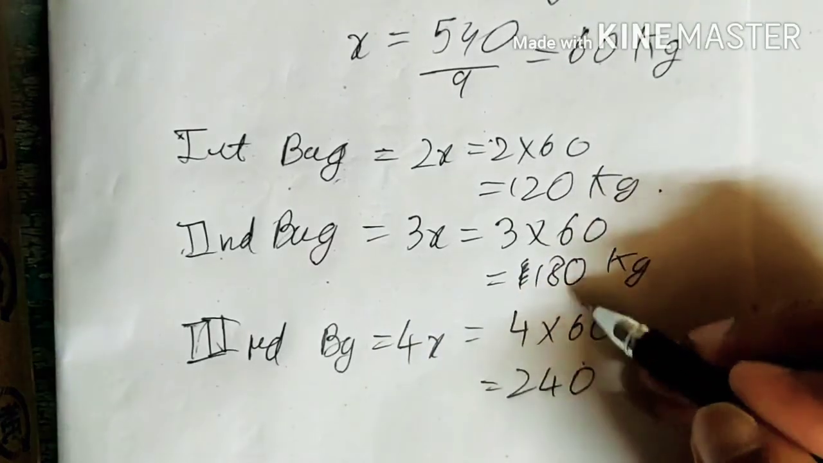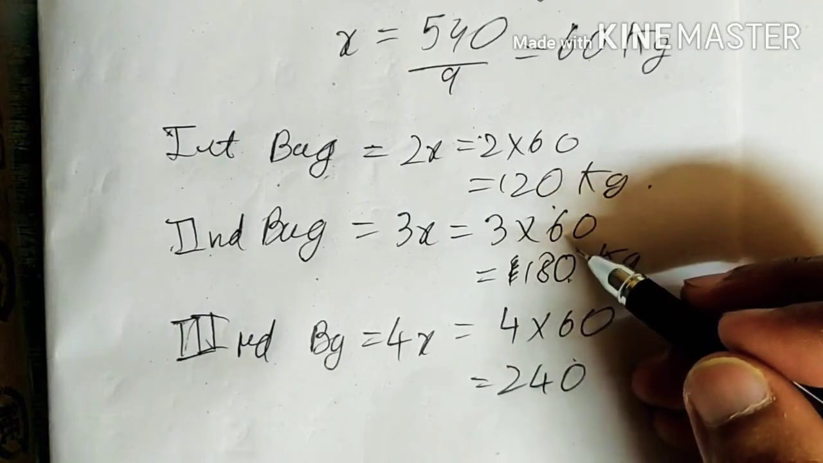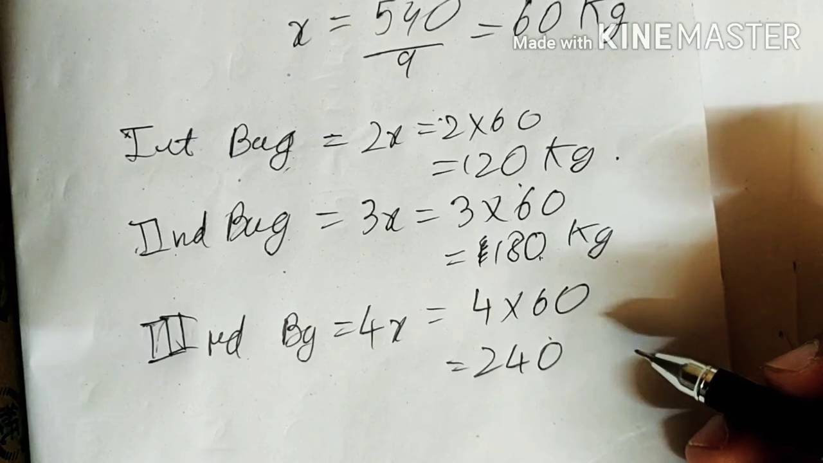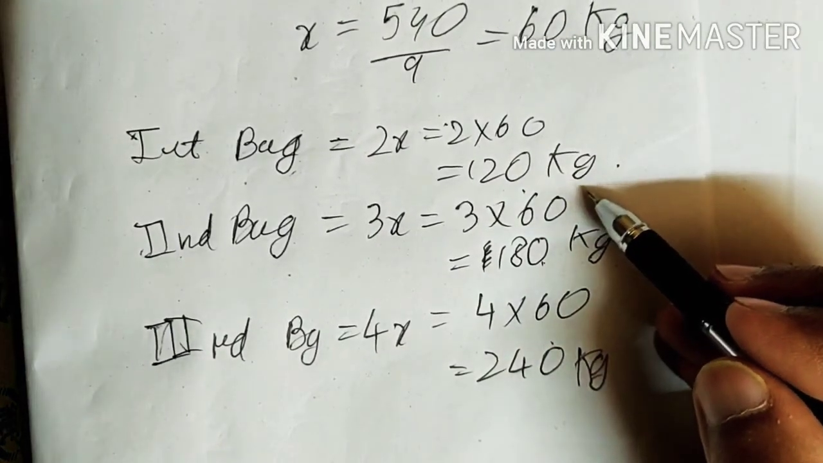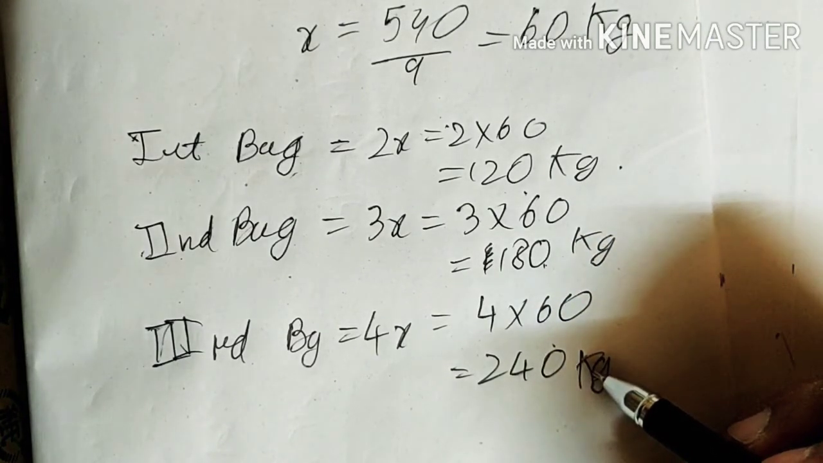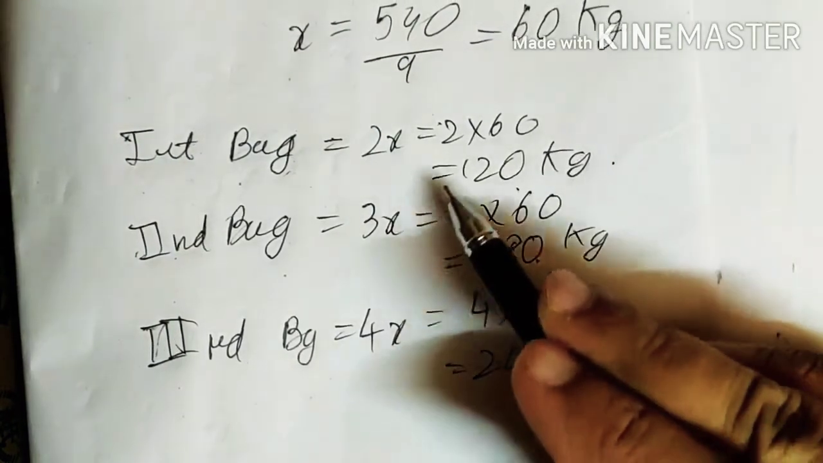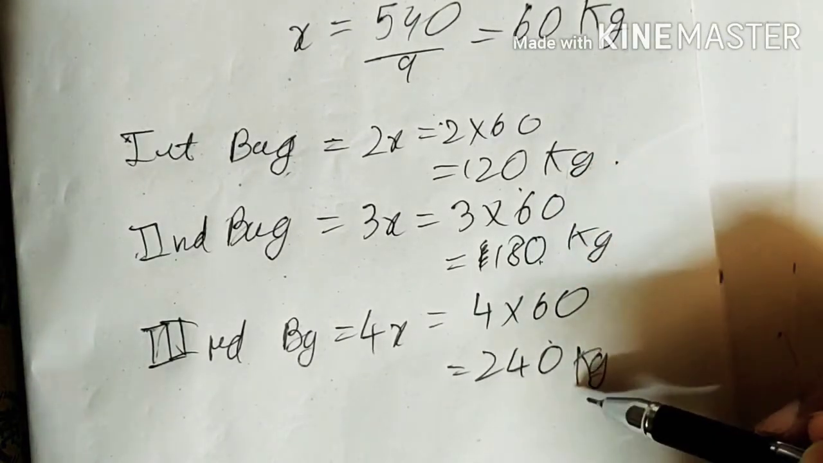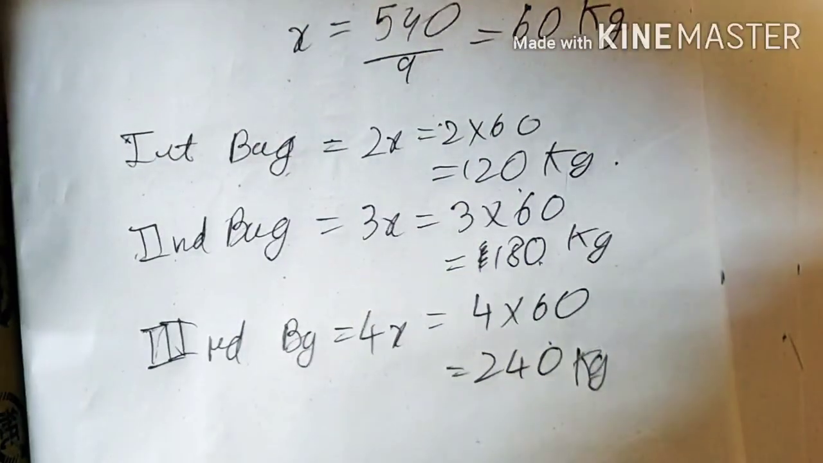If you try to add 240 plus 180 plus 120, you will see that you directly get back 540, the total amount. Okay, so if you put 120 kg fruits in first bag, 180 kg in second bag and 240 kg in third bag, the ratio of fruits in each bag will be 2 is to 3 is to 4. If you try to divide all these with 60, you will again get back 2 is to 3 is to 4. Okay.